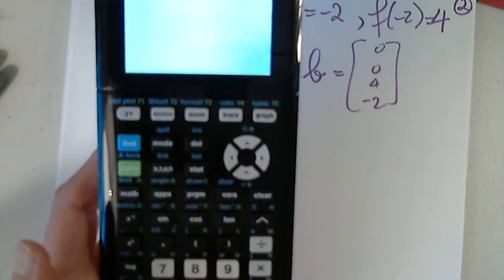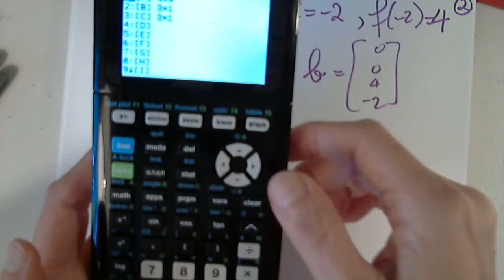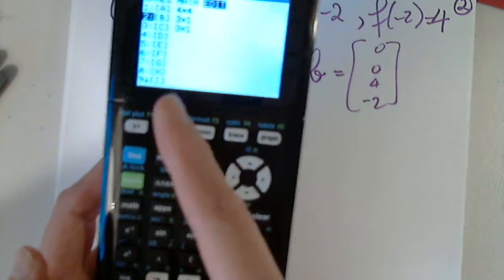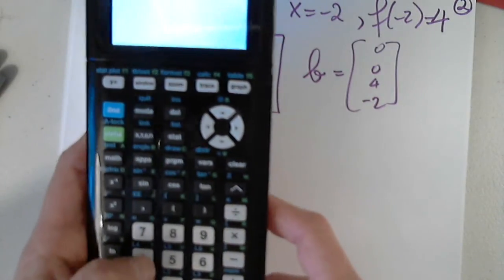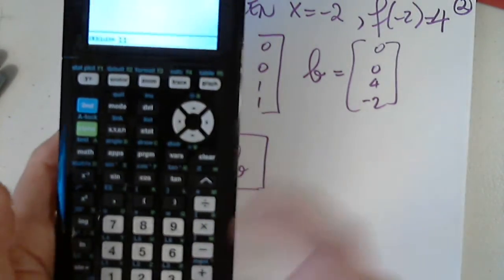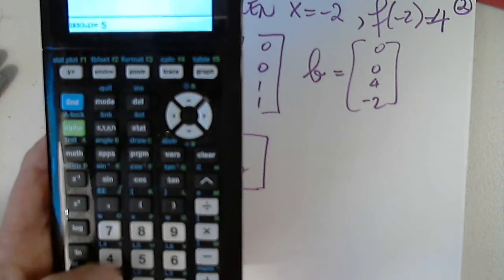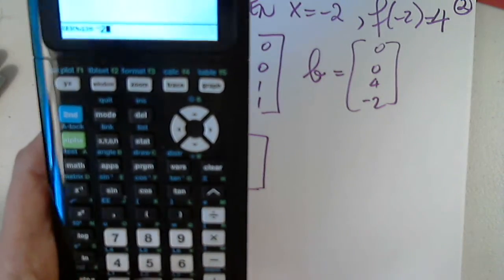Second and quit. Go back with second and matrix. Go back to edit. Now I want to edit matrix B. And this is a 4 by 1. And I enter 0, 0, 4, and -2.